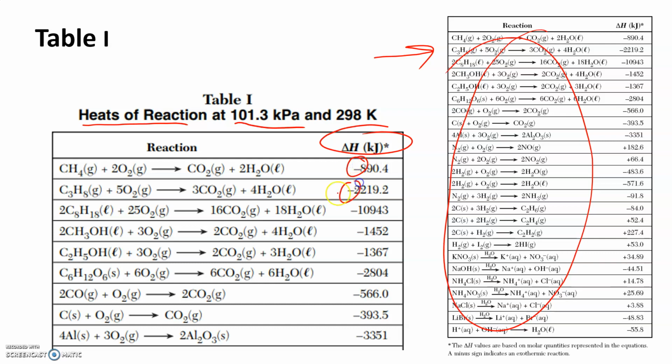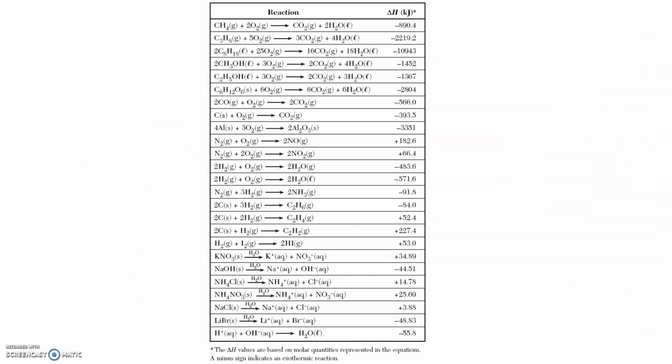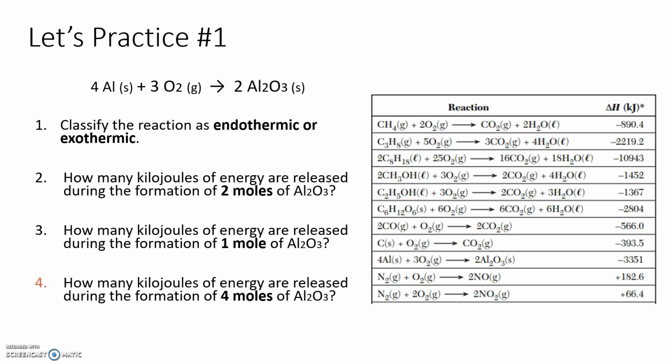Some of these values are negative, which means these are exothermic reactions. And then if you look over here, you can see there are some positive values in there too. So there are some endothermic reactions shown as well. I guess I just put this in here to show you again the whole thing.